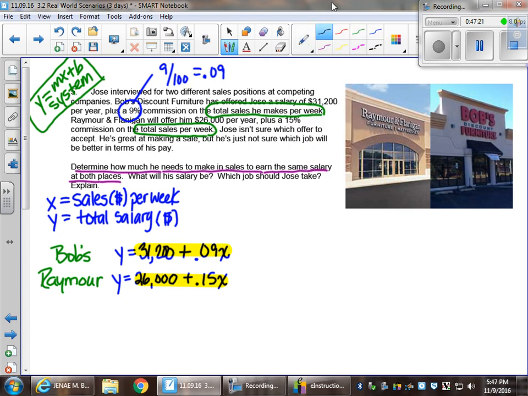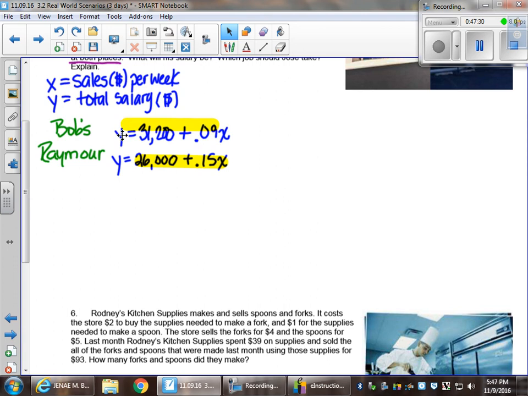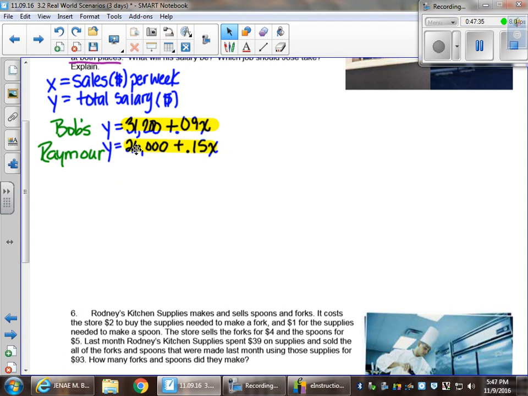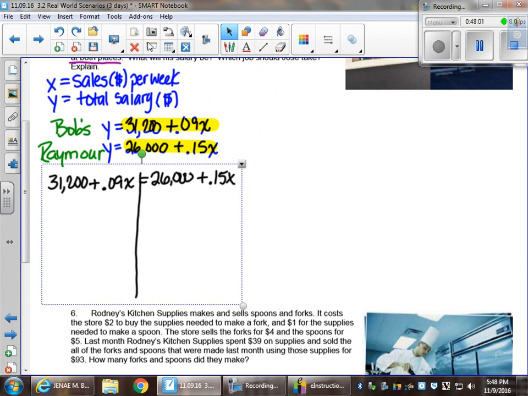So we're going to solve neatly and write small. I'm even going to just shift this up a little bit. Set these equal and solve. That will look like 31,200 plus 0.09x equal to 26,000 plus 0.15x. And let's get our calculators out for sure. If we haven't yet, you know who you are. Go get your calculator because we are going to use them a lot to solve this question.